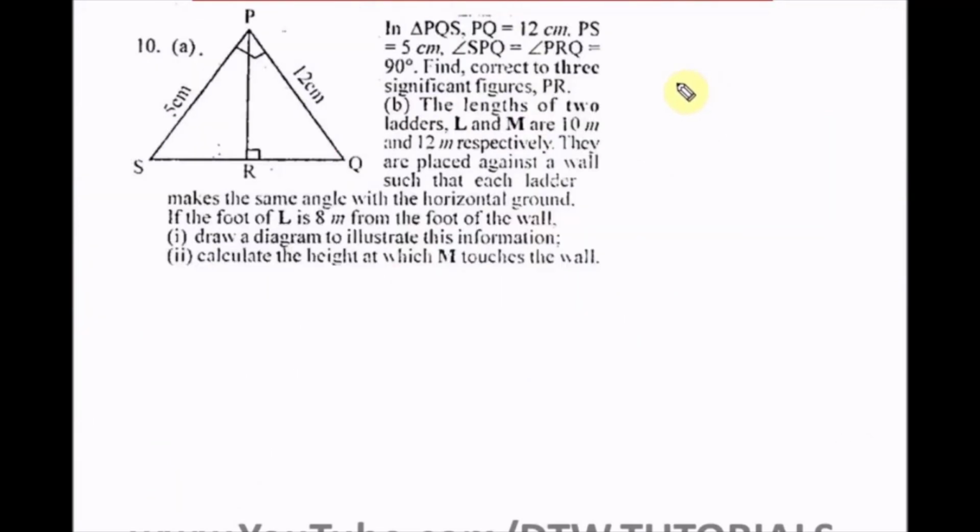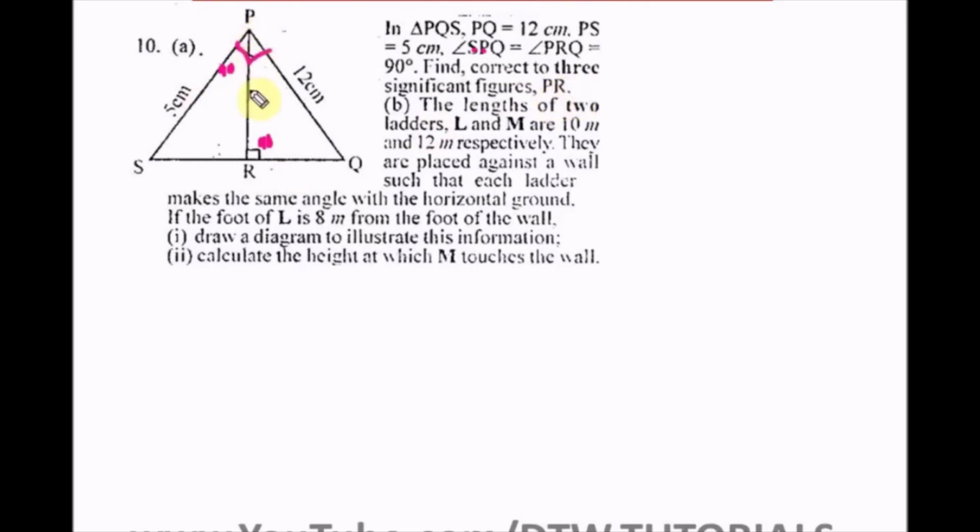Question 10A of the WASSCE 2018 Mathematics Theory question says, in triangle PQS, PQ is 12 centimeters, PS is 5 centimeters. Then it says angle SPQ is equal to angle PRQ, which is equal to 90 degrees. So from here to here is 90, from here to here is also 90 degrees. Find, correct to 3 significant figures, the side PR.